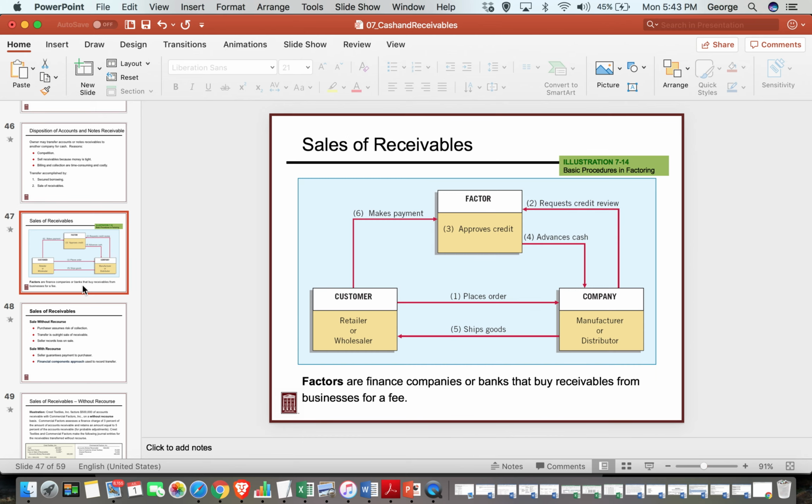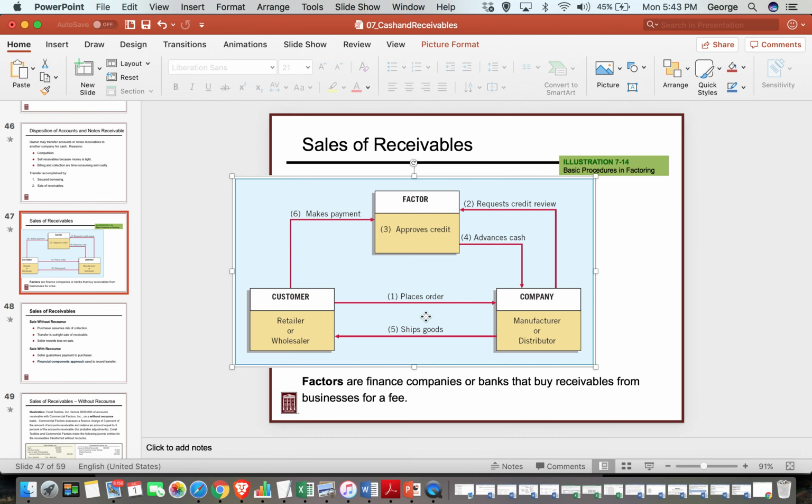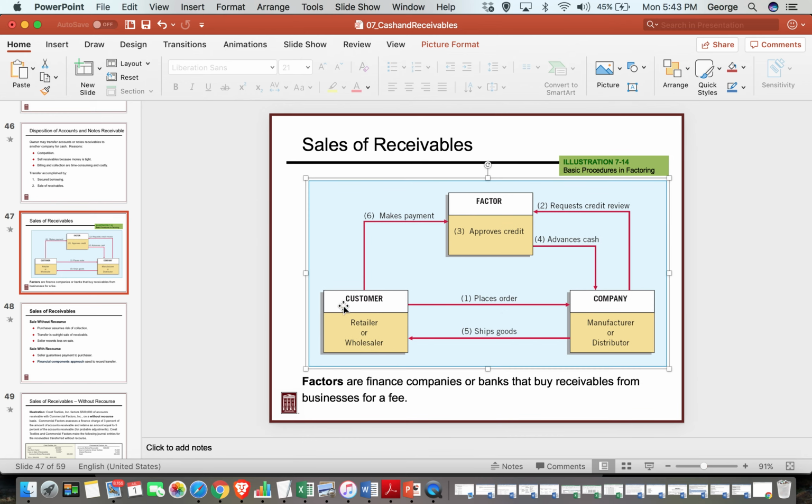So let's look at sale of receivables first. It's called factoring receivables. The customer places an order, the company goes ahead and accepts the order and requests a credit review. We go ahead and approve the credit, advance cash back to the company, and ship goods to the customer. And then the customer makes payment, but to the factor's account.